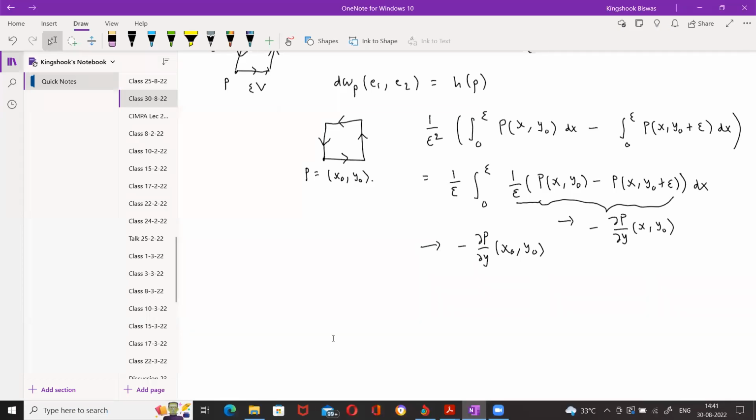Sir, you have to share the screen. I'm sharing the screen. You can't see it? Now it is visible. Oh, okay. So this calculation is all right. Yes, sir.